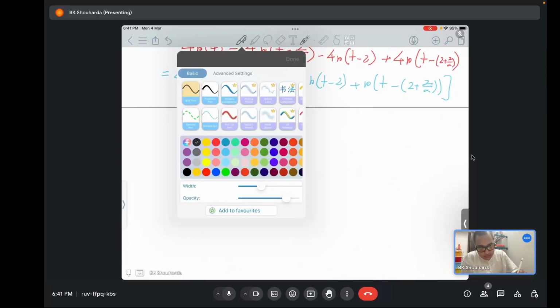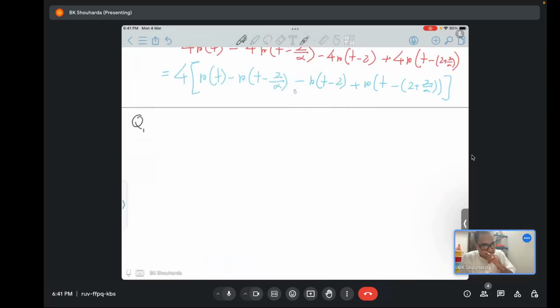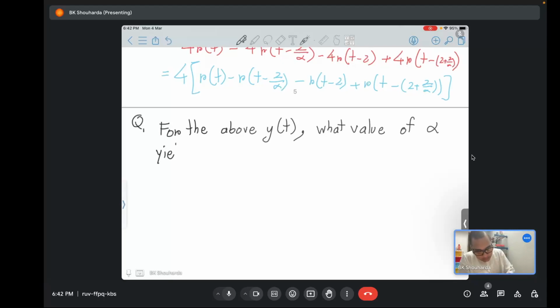Now the question that follows after this is, for the above y(t), what value of alpha yields 3, or what value of alpha causes 3 discontinuities in the derivative dy/dt.